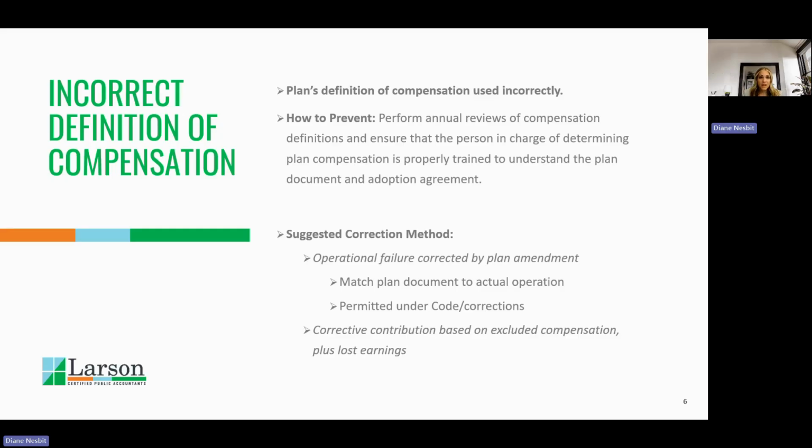Suggested correction method here: this is an operational failure corrected by plan amendment. Make sure you match the plan document to the actual operation and make sure it's permitted under code corrections. And then you could do a corrective contribution based on excluded compensation plus lost earnings. If you're not looking to amend the plan, you should do this corrective contribution based on excluded compensation plus lost earnings.